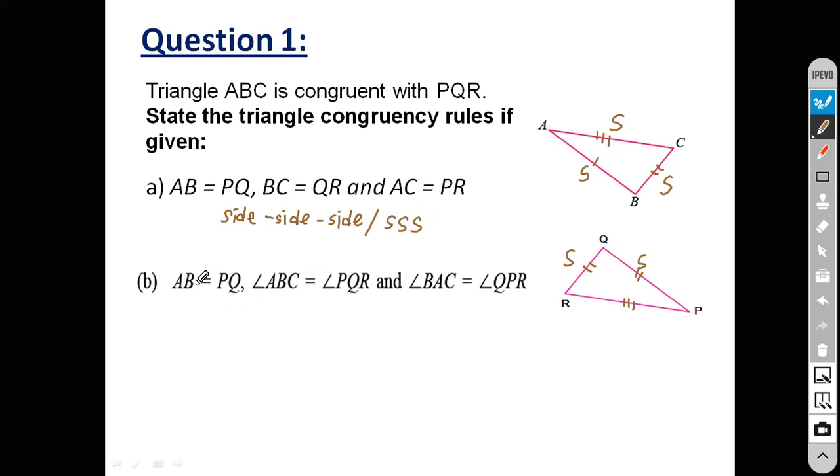Okay, now we see B. AB equals PQ. You see AB is here, equals PQ. So this is the side.